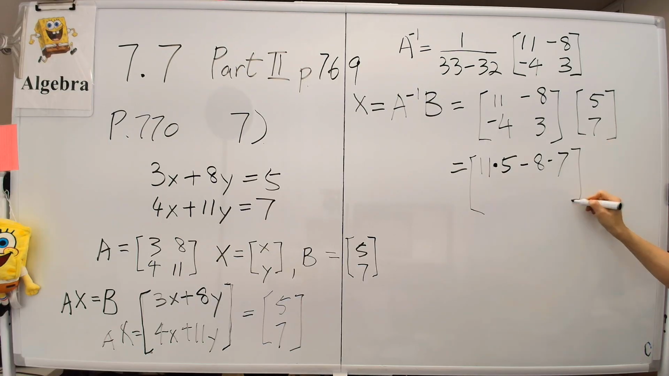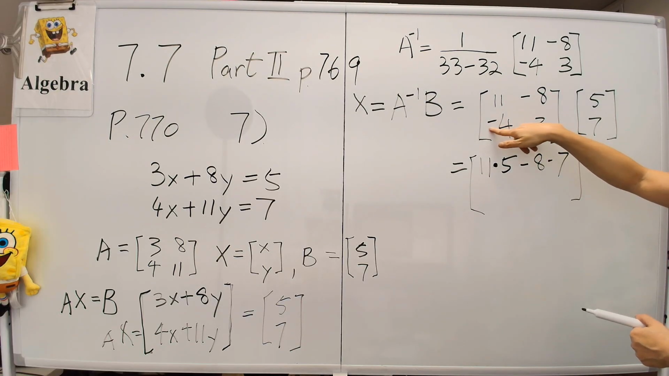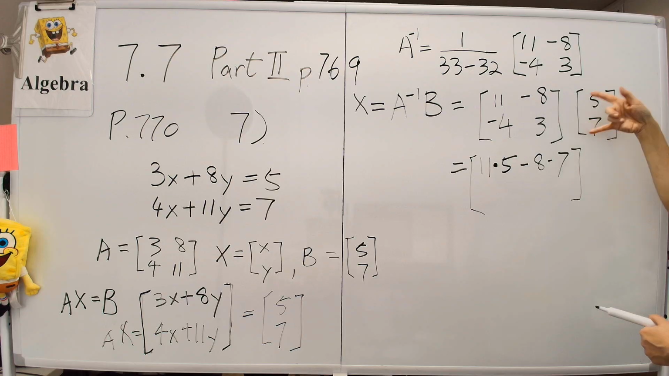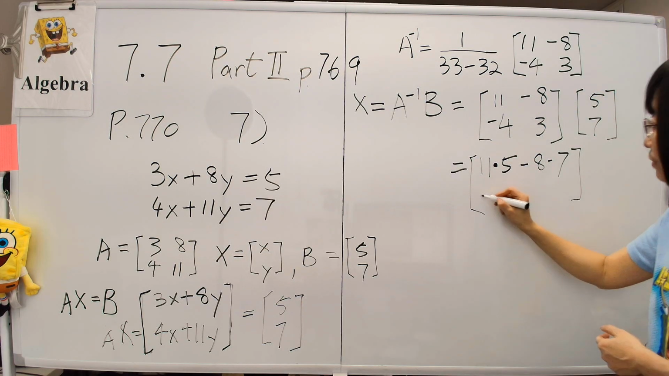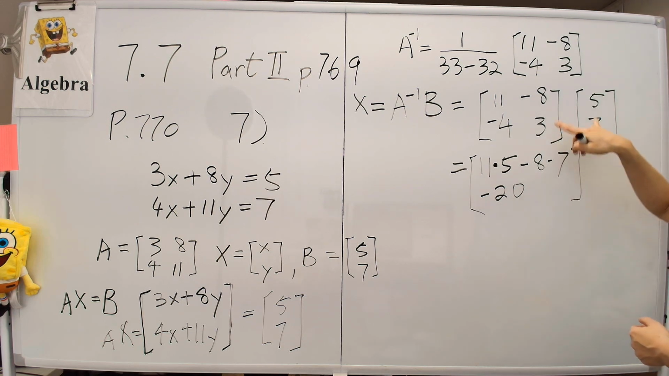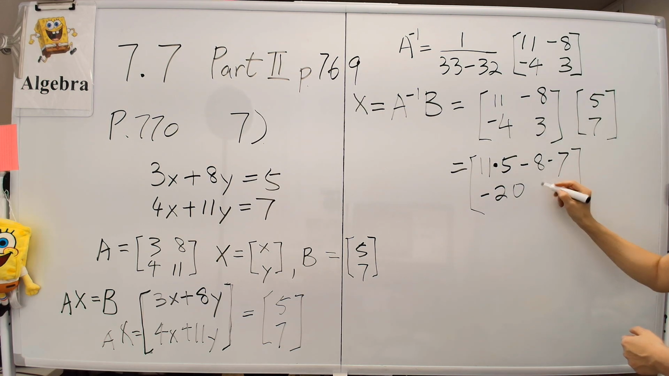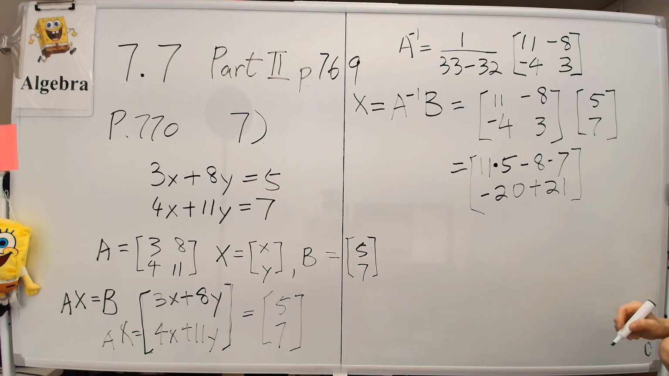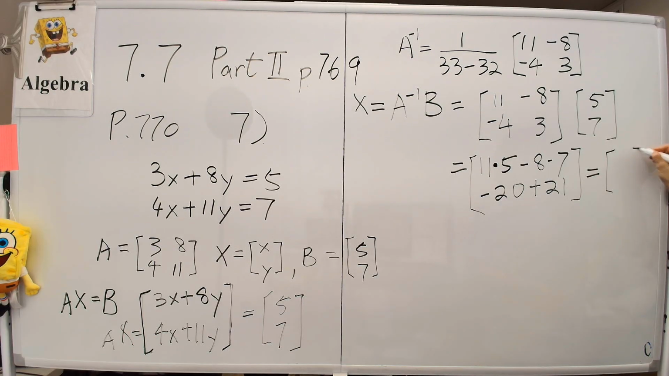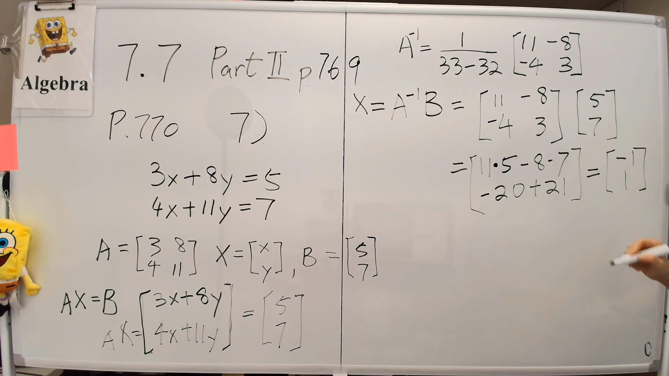We'll figure that out in a little bit. Second, this times that, row times column, gives us minus 4 times 5, that's minus 20, and then 3 times 7 is plus 21. Okay, so we better figure out what that equals. The bottom is 1, right? Minus 20 plus 21. That's 55 minus 56, which is actually just minus 1.